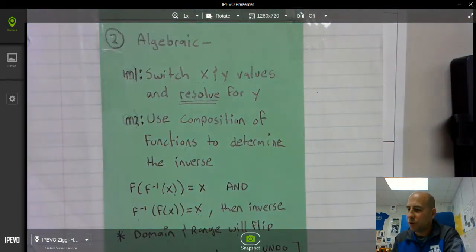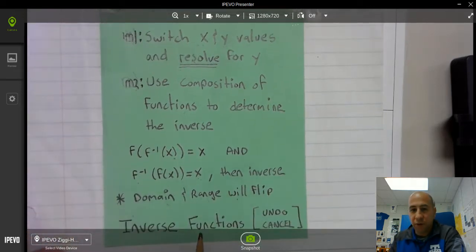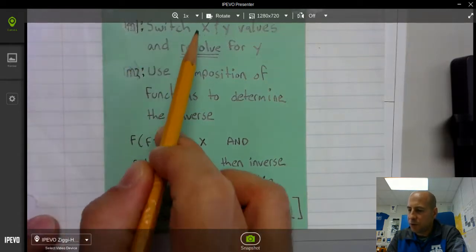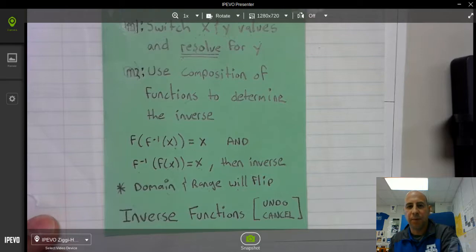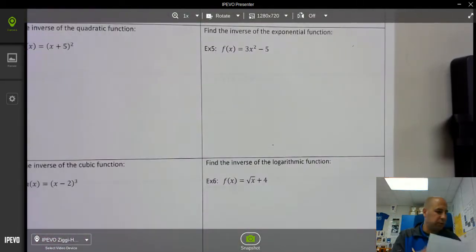Now it's better. Method 1, you switch x and y and resolve for y. Method 2, use composition of functions to determine the inverse. So f of f inverse of x equals x, and f inverse of f of x equals x. Then they're inverses. When they're inverses, domain and range will flip. We're going to use method 1 today: switch x and y values and resolve for y. With that, let's move on to the examples.